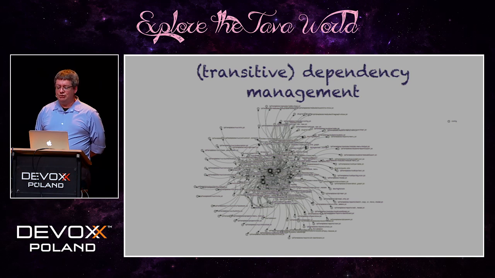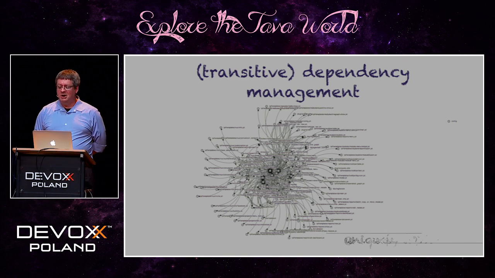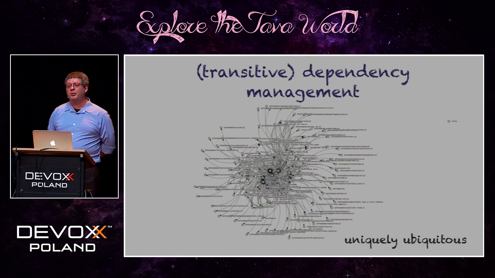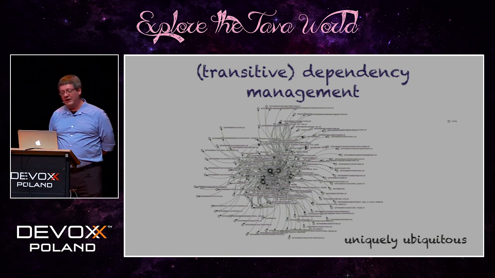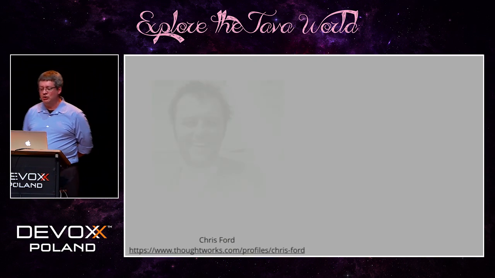Here is a common transitive dependency management tree from the JavaScript world. Good luck figuring out what all this is doing in your project. And it is interesting how ubiquitous this is. So this is one of those problems I think we're going to have to solve. In fact, I think this is one of our 21st century big problems in software.